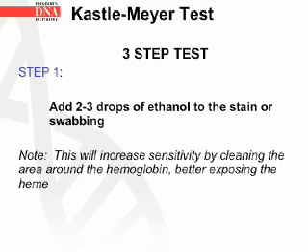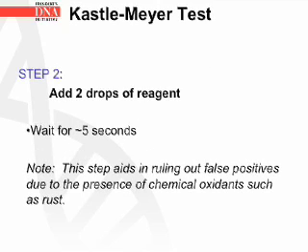Step 1. Add 2 to 3 drops of ethanol to the stain or swabbing. This will increase the sensitivity by cleaning the area around the hemoglobin, better exposing the heme. Step 2. Add 2 drops of reagent and then wait for approximately 5 seconds. This step aids in ruling out false positives due to the presence of chemical oxidants such as rust, because if they were present, a reaction would occur at this point.